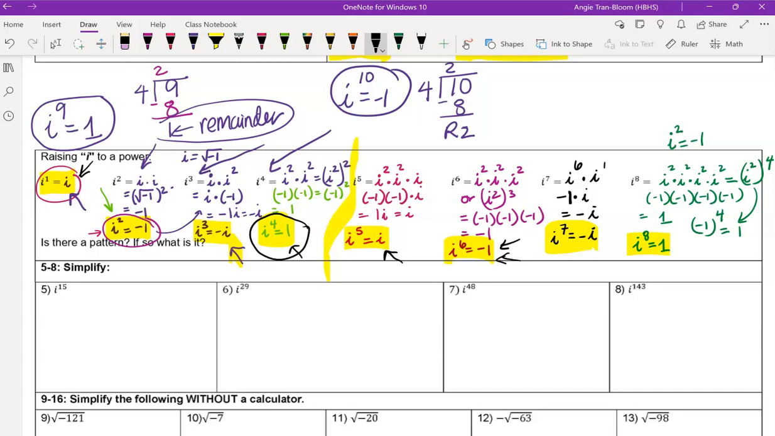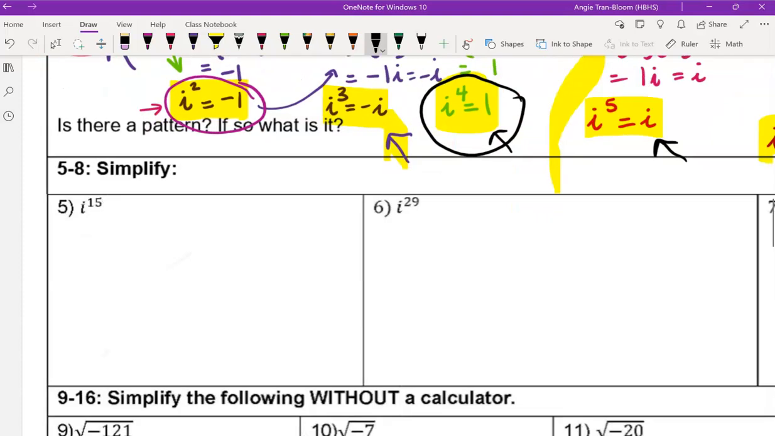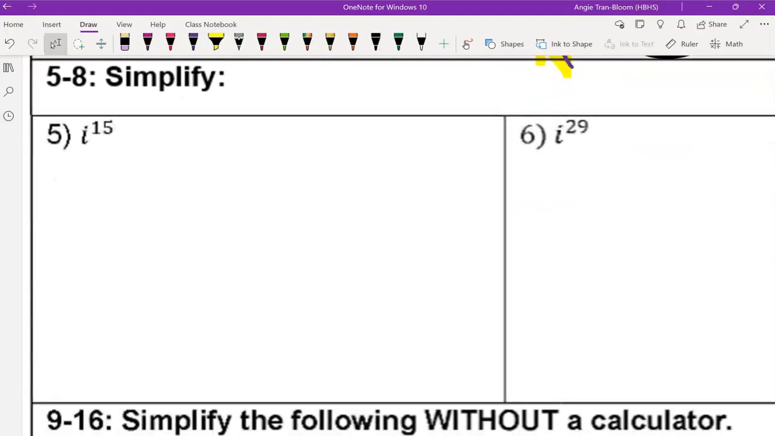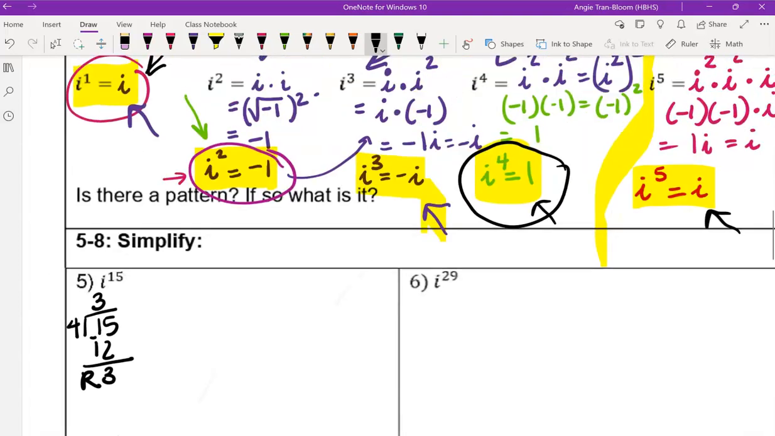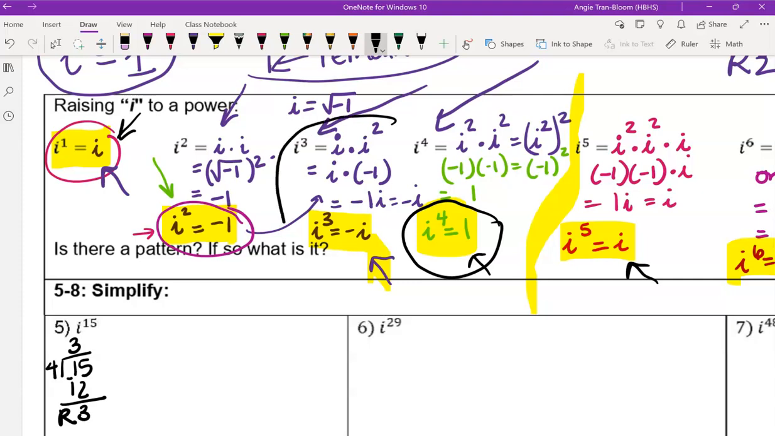Let's try this out. And I'm going to show you a second method as well. So simplify. Example 5 to 8: simplify i to the 15, okay? So we're going to say i to the 15. Let's take 15 divided by 4. We're going to try 3. 3 times 4 is 12. You're going to subtract, which is 3. So your remainder is 3. If your remainder is 3, we're going to go up. This right here is what you look at. Okay, so your remainder is 3. i to the 15, students, is negative i. And this is what you box up.